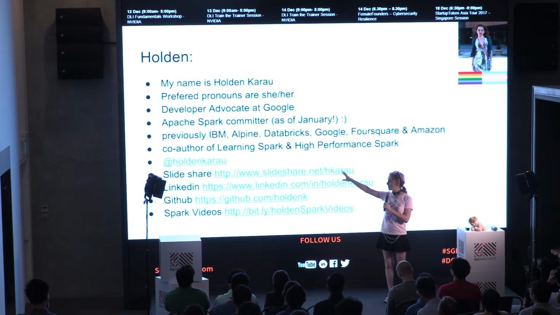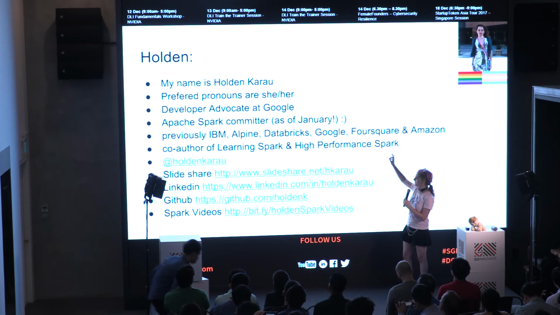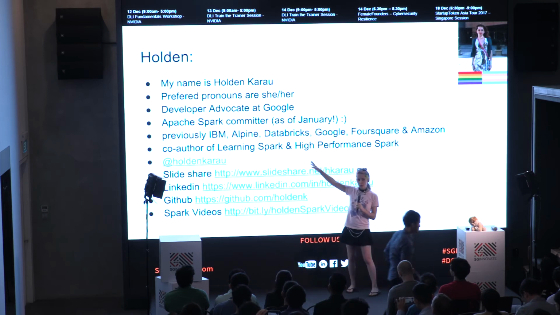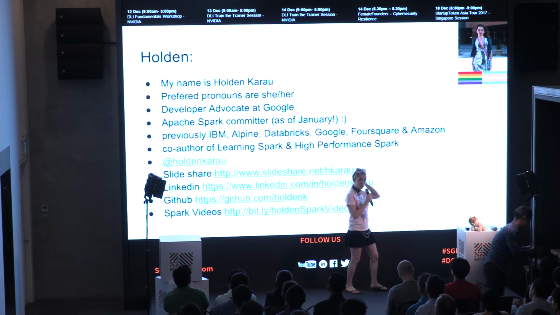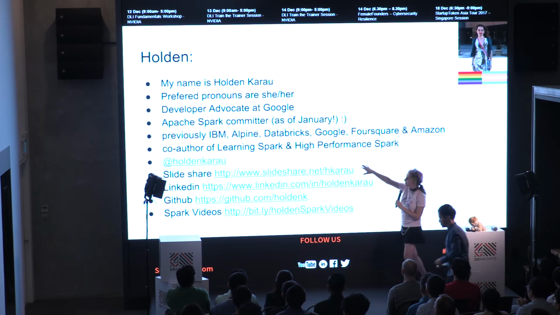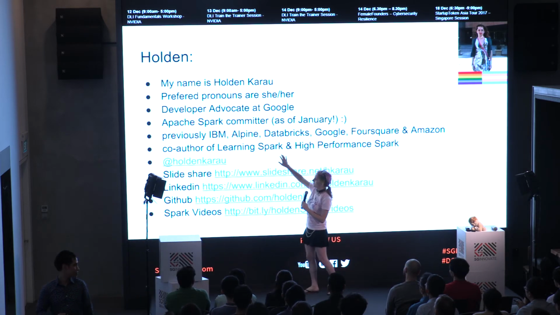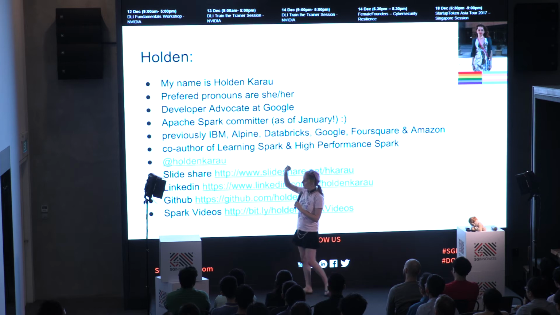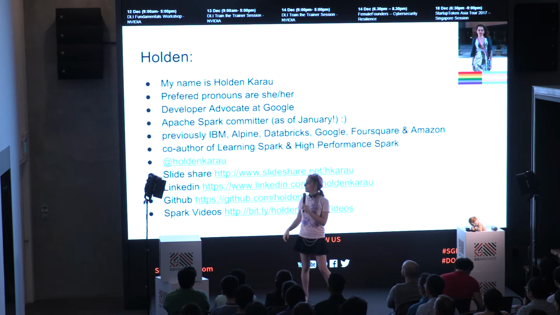Before I worked at Google, I worked at IBM, Alpine, Databricks, Google, Foursquare, and Amazon. I'm a co-author of a few Spark books. I got a much better royalty deal on the second one, so I think this is the one that everyone should buy. The first one is maybe more useful, but I don't get nearly as much money. You can follow me on Twitter. It's just my name, and the slides will go on SlideShare. And we're going to go to the next one.